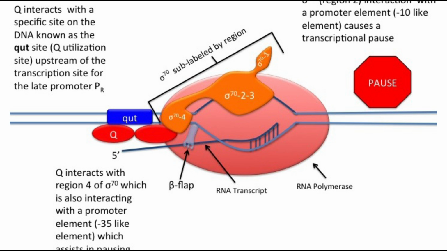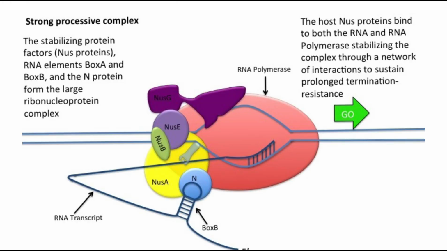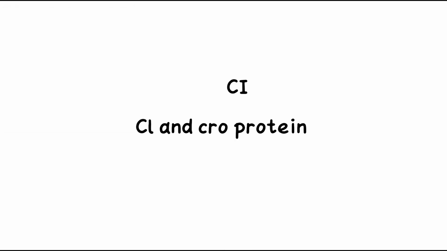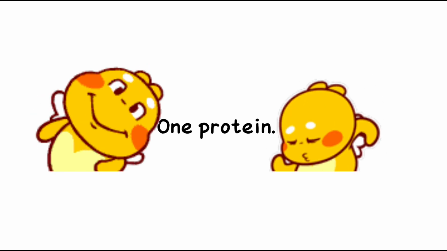Then there is anti-termination. N and Q proteins act as anti-terminators, allowing RNA polymerase to read through the termination sites, enabling the expression of the entire operon of genes. And then cooperative binding of the CI and Cro proteins. The CI and Cro proteins exhibit cooperative binding to the DNA, meaning that the binding of one protein molecule enhances the binding of another, making the regulatory switch more effective and switch-like.